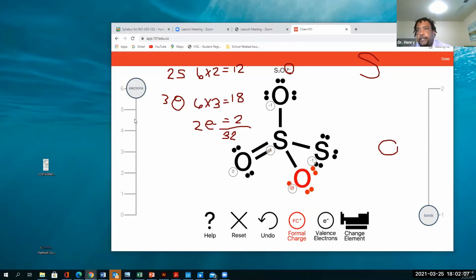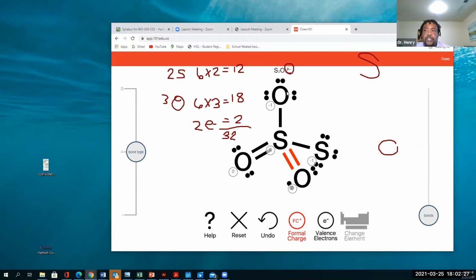So we'll do the same thing here. Okay, so now we've got 0, 0, 0. One of the sulfurs has a negative, and the other guy has a negative. You add those together, they equal that -2 that's there. That looks like it's good to go.